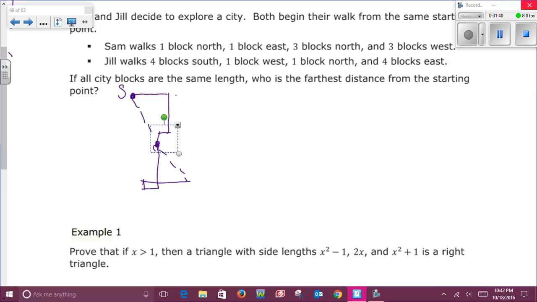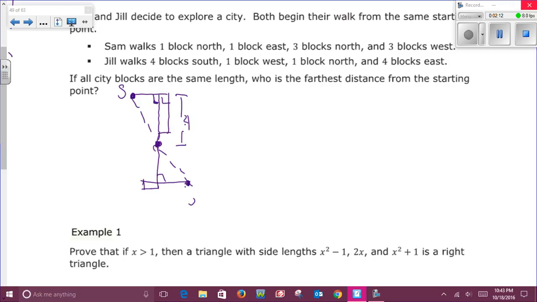I'm going to make 2 triangles. And then I'm going to extend this up here. And actually my little right angle needs to go in here. I need to find my distance from here to the top of the triangle. And since he walked 1 block north and then another 3 blocks north, this total distance for Sam is 4.